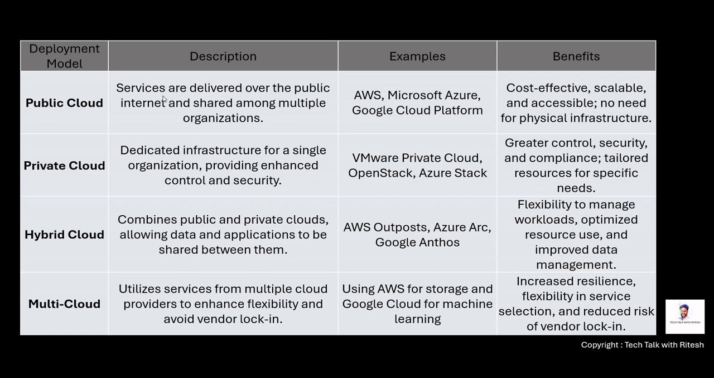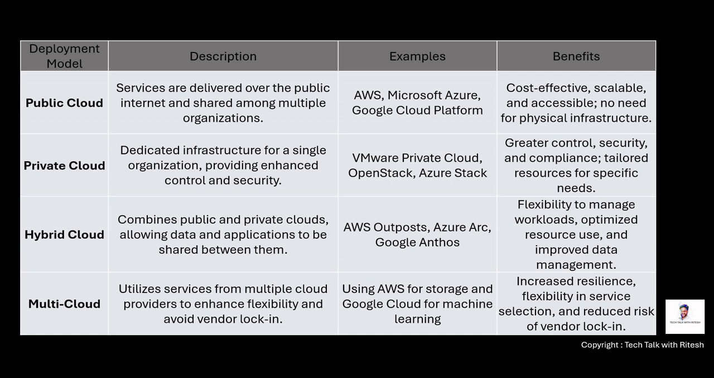Public cloud is where services are delivered over the public internet. That's why it's public cloud, and shared among multiple organizations. Not built for a specific organization, it's built for public usage. Examples are AWS, Microsoft Azure, Google Cloud, those are all public cloud. And of course the benefits are that these are cost effective, scalable, accessible, no need for physical infrastructure, pay as you go subscription, whatever features we have in cloud computing, right?